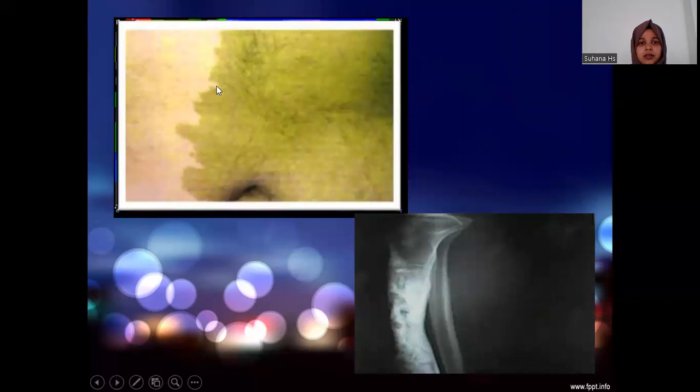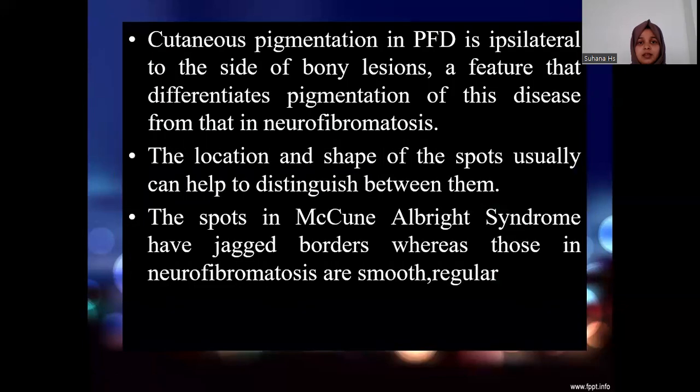Here is a picture showing the café-au-lait pigmentation seen in McCune-Albright syndrome. We can see that it has a jagged border, and it is seen only on the side of the lesion, that is, unilateral occurrence. Cutaneous pigmentation in polyostotic fibrous dysplasia is ipsilateral, that is, on the side of the bony lesions, a feature that differentiates the disease from neurofibromatosis.